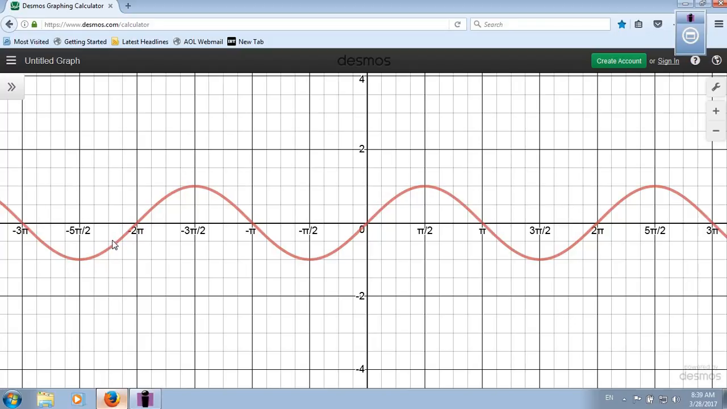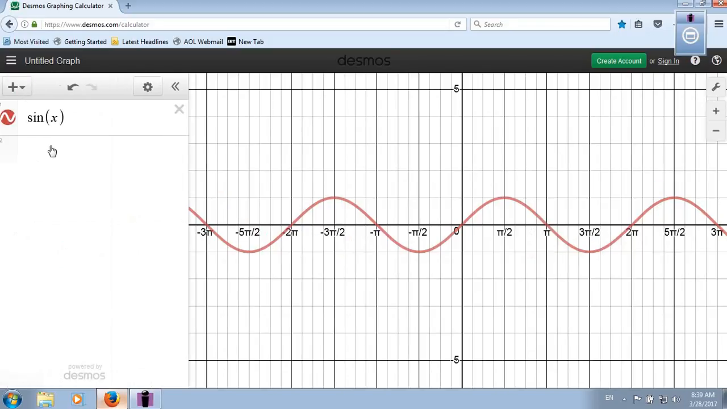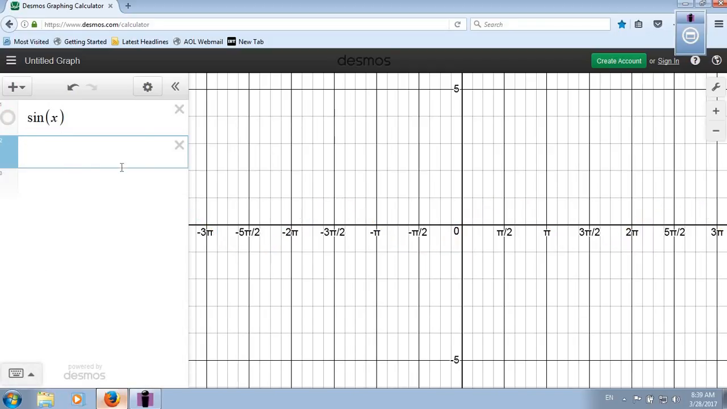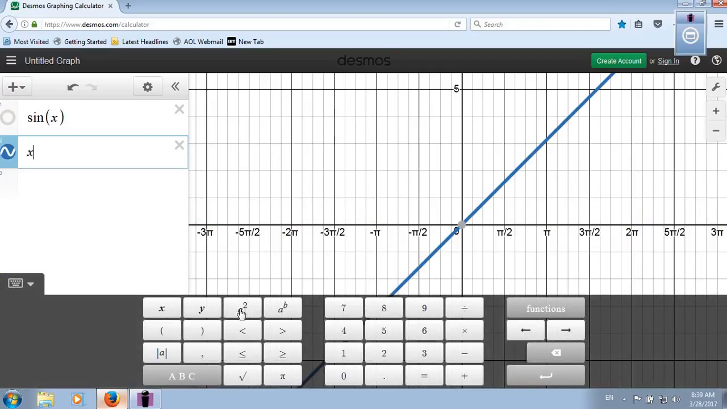So as you can see, the sine function is okay. It passes the vertical line test, because if I draw a vertical line at any point, it is not going to pass the function more than one time. Now let me show you an example of something that does not pass the vertical line test. For example, if I do x equal to y squared.